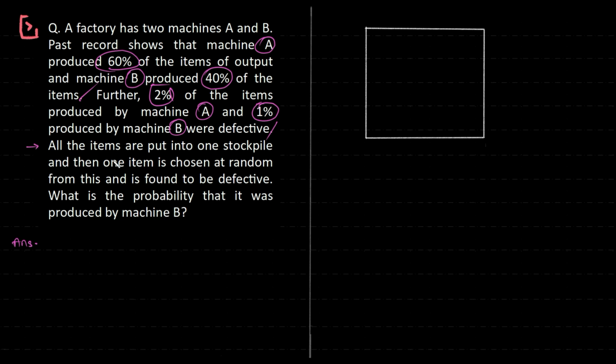All the items are put in a place and then one is selected at random and it's found to be defective. What is the probability that it was produced by machine B? So what is the probability that machine B produced the defective one? Or actually it's not that. What is the probability that we got a product which is defective, it came from machine B?